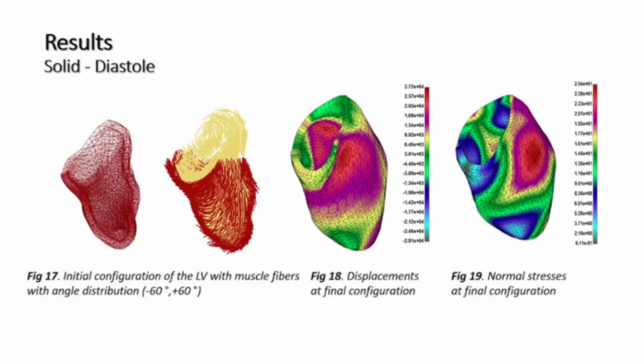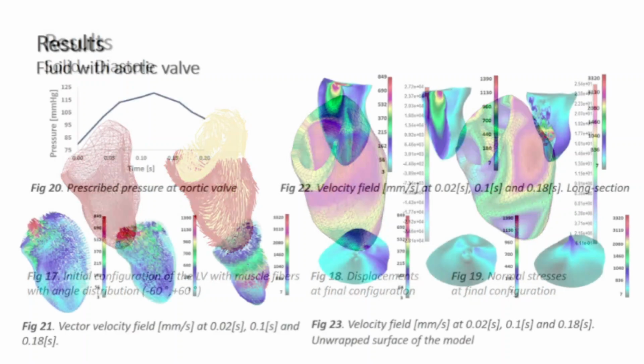In figure 17, we can see the initial configuration of the left ventricle at the start of the diastole. We can also see muscle fibers. The muscle fibers are generated so that they respect the minus 60 degrees to 60 degrees angle distribution. In figure 18, we can see the displacement at the end of the diastole, and in figure 19, we can see normal stresses at the final configuration of diastole.